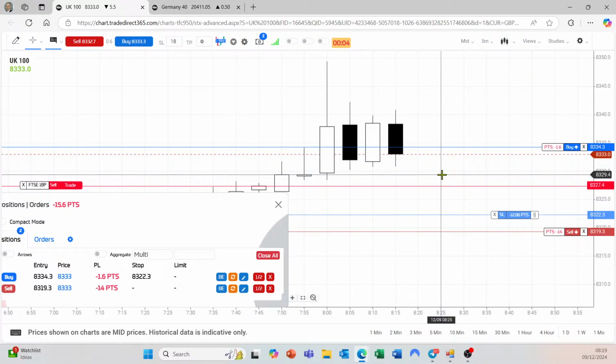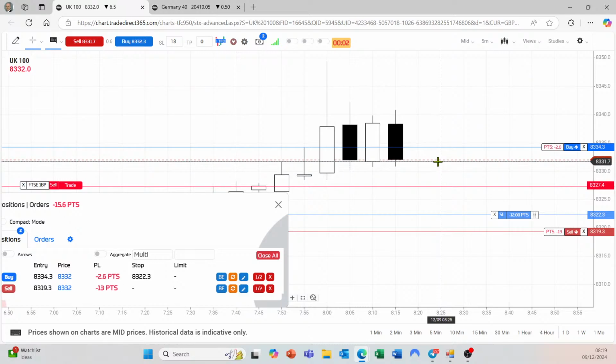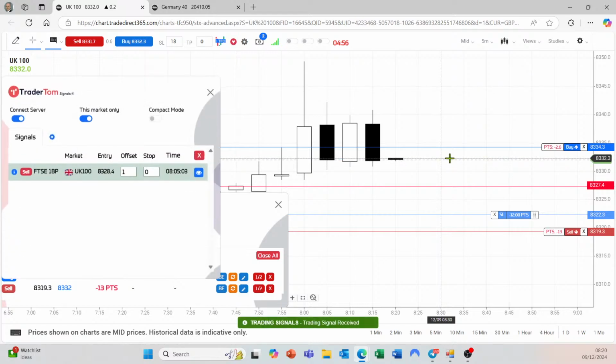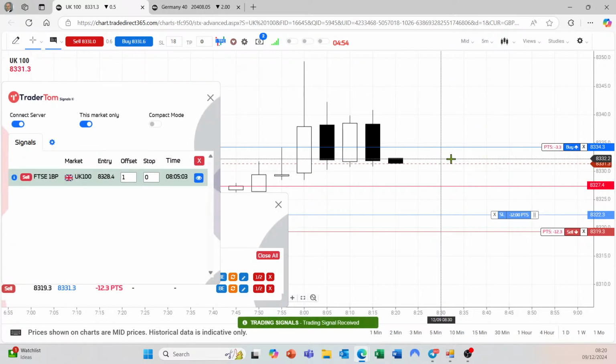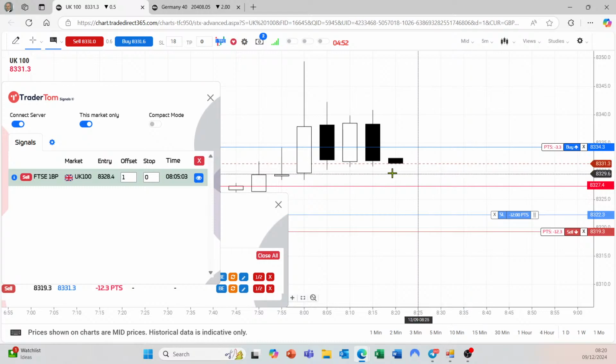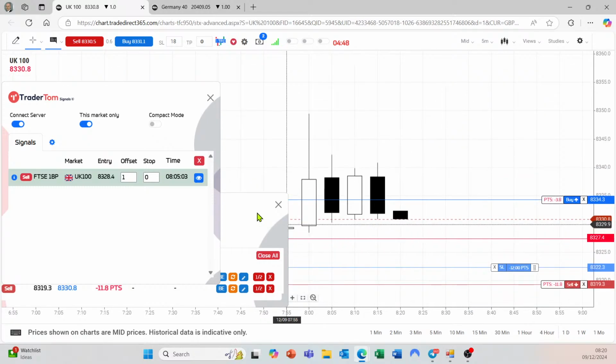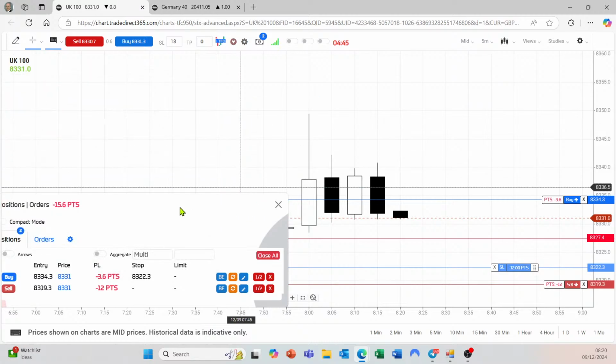So what I'm doing is essentially just trying to buy the low end of the range in what seems to be an opening range bound. Get rid of that.